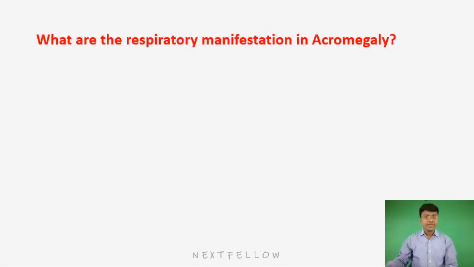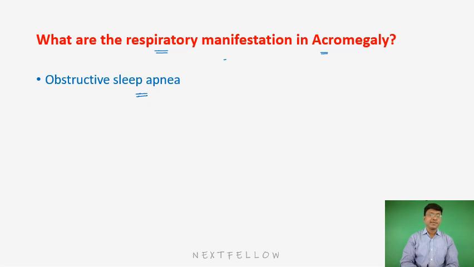Next, what will be the respiratory manifestations in acromegaly? There is increase in the soft tissue even around the respiratory tract, that is, the soft tissue of the chest wall is also increased. That can cause compression of the respiratory tree, and that is the reason why the individual can develop obstructive sleep apnea. So that will be the respiratory manifestations in patients with acromegaly.